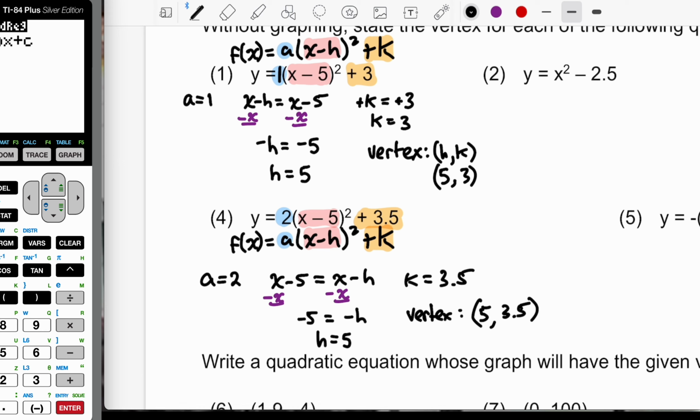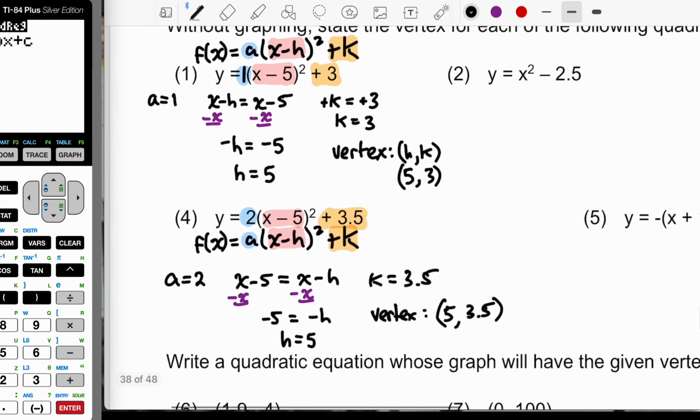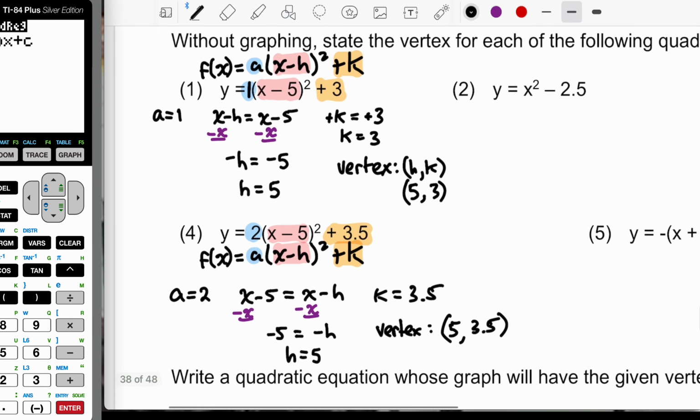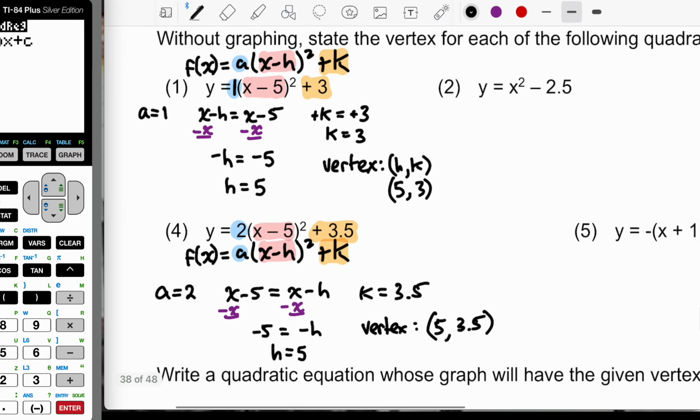But if you look at number 2, for example, that doesn't look like it's in the same form. Basically, it's a fairly straightforward process. The only way that they can make this difficult is to try to trick you with the form of the equation that they give you.